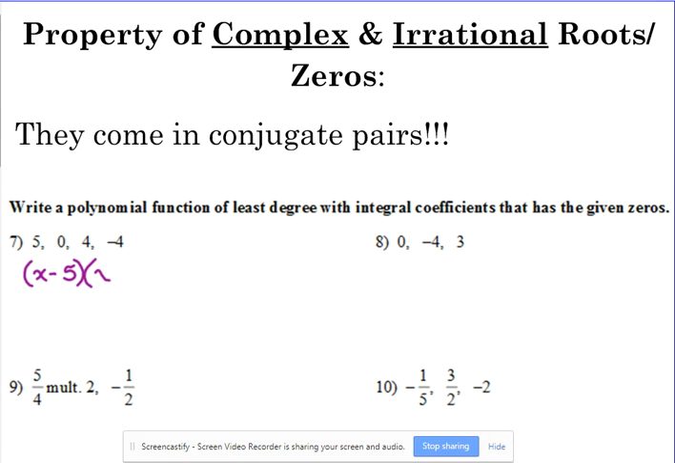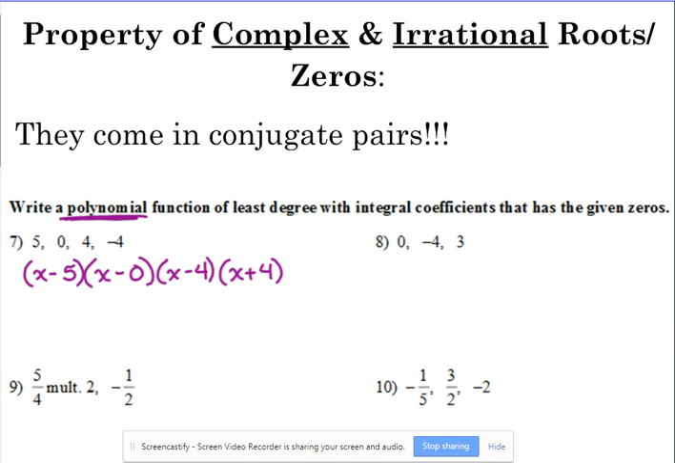So the next one would be x minus 0. We'll talk about that in a second, but let's just write it that way for right now. And then x minus 4 and x plus 4. Now it wants the polynomial function. This is not in polynomial form right now. This is in factored form. So we're going to have to multiply this out.